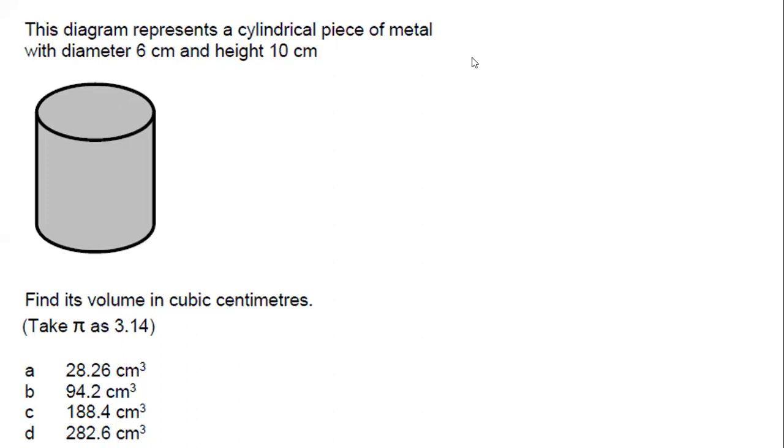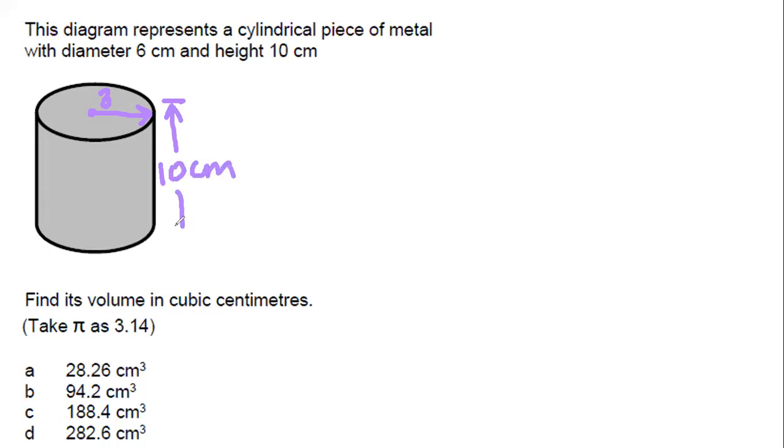All right, guys. So let's look at this question here. This question is talking about, well, what shape? This shape is a cylinder, not true? The question is to find the volume of the cylinder. It's pretty straightforward. The diameter is 6. So if the diameter is 6, the radius is 3, and the height is 10.